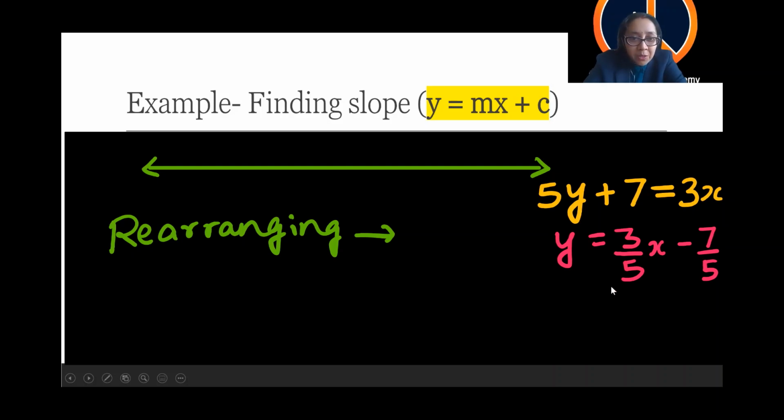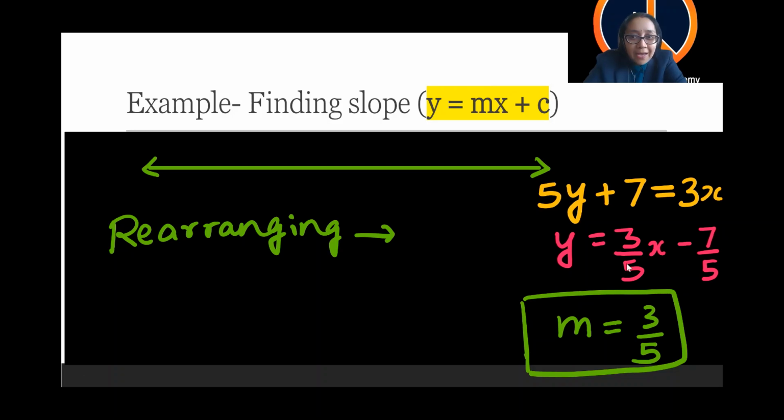So what's the slope, students? Can you tell me the slope of this particular line? Yes, it is 3 upon 5 because we compared with the general form y is equal to mx plus c.